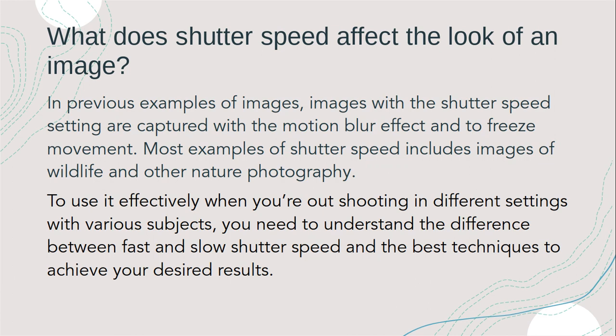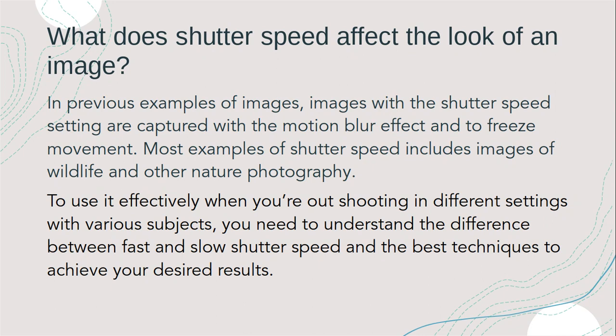So what does shutter speed affect? What does it do to the look of an image, basically? In previous examples, as you've seen, images with shutter speed settings are captured with motion blur and freeze effect, to freeze movement. Most examples of shutter speed include images of wildlife and other nature photography. You tend to see a lot of nature images produced in that way.